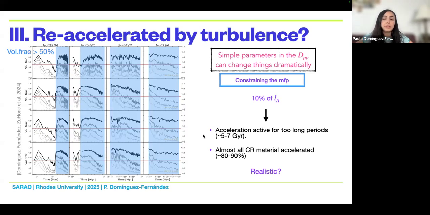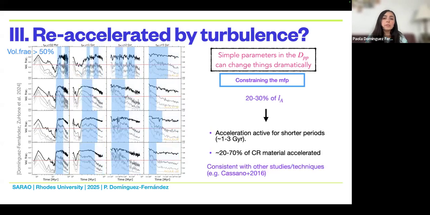This will be of the order of 5 to 7 gigayears. And what you also have is that almost all of your cosmic ray material from the AGN, in principle, could be accelerated by this model. Now, is this realistic? Obviously, no, because if that were the case, then we would be observing radio halos in every single galaxy cluster.